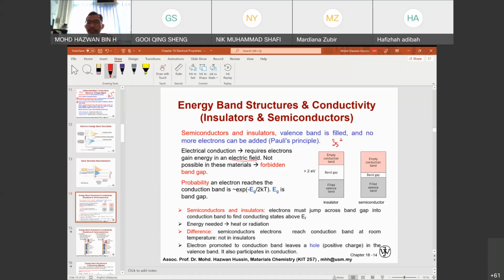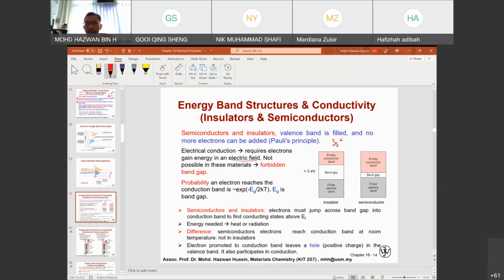Okay, so it is not possible in this material. It has a forbidden gap. The probability of an electron reaching the conduction band is exponent of minus Eg over 2kT. Eg is the gap energy, the band gap energy, T is the temperature in Kelvin, and k is the Boltzmann constant.